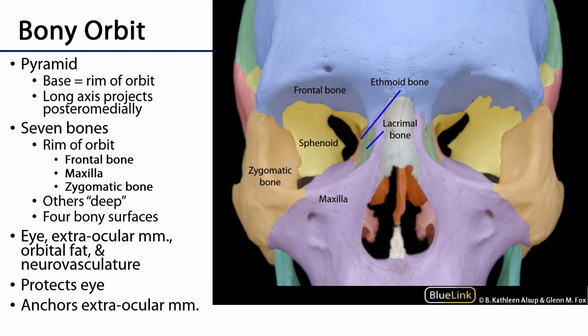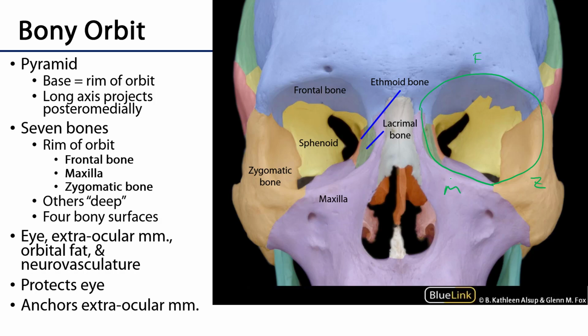The rim of the orbit consists of three bones, or is formed from three bones. Superiorly, there's the frontal bone. Laterally, there's the zygoma, or zygomatic bone. And inferior-medially, we have the maxilla.